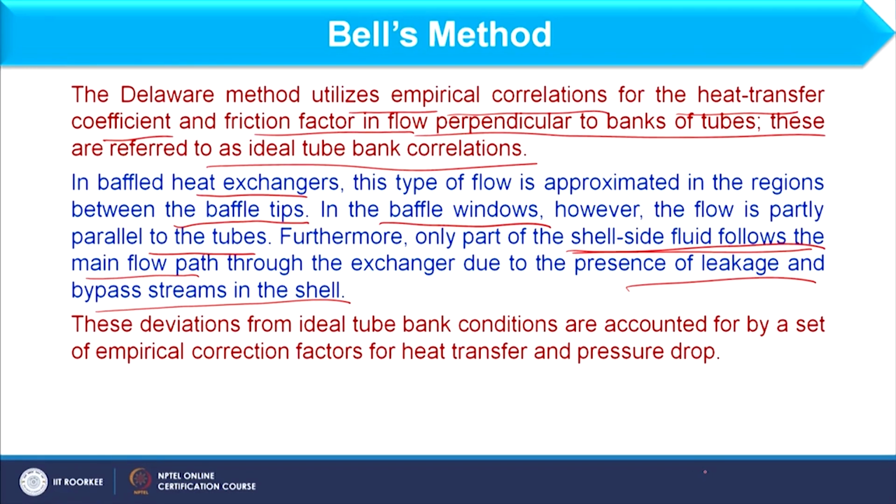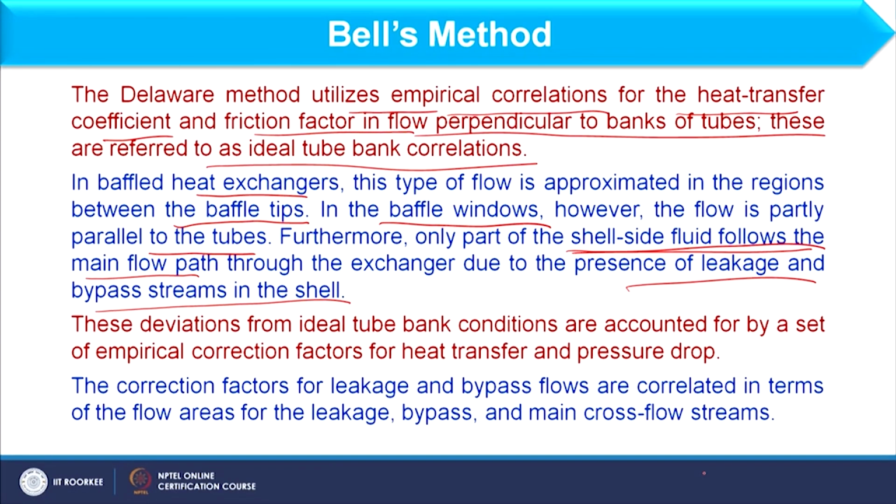So, Bell's method basically gives all empirical correlations which affect the ideal tube bank in shell side. It means Bell's method considers the correlation for leakages, bypass and main cross flow streams. So, you should understand that it is in more detail in comparison to Kern's method.